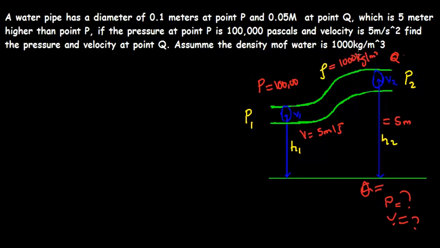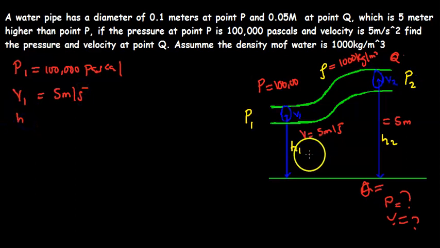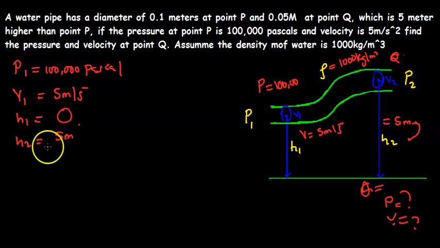First thing we need to do is to get our data out. Remember, we are given P1 to be 100,000 pascals. And we are given V1 to be 5 meters per second. What about H1? We are not given anything at H1, but in the case of H2, we are given 5 meters, meaning that our H1 is simply going to be 0. What about H2? In this case, H2 is 5 meters. What about the density? The density is 1,000 kilograms per meter cubed.